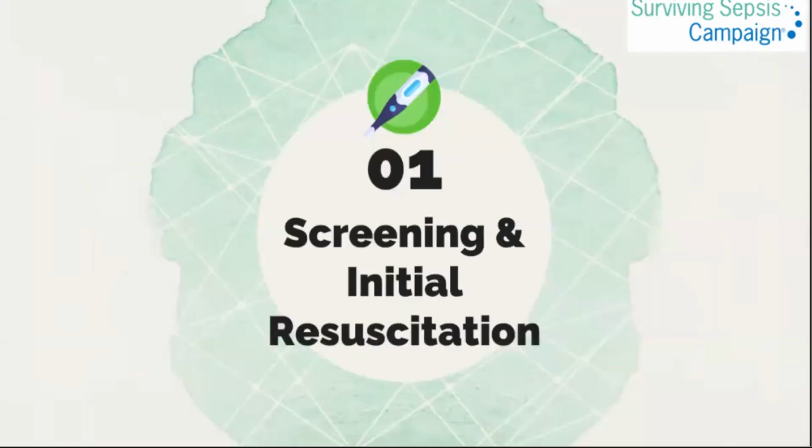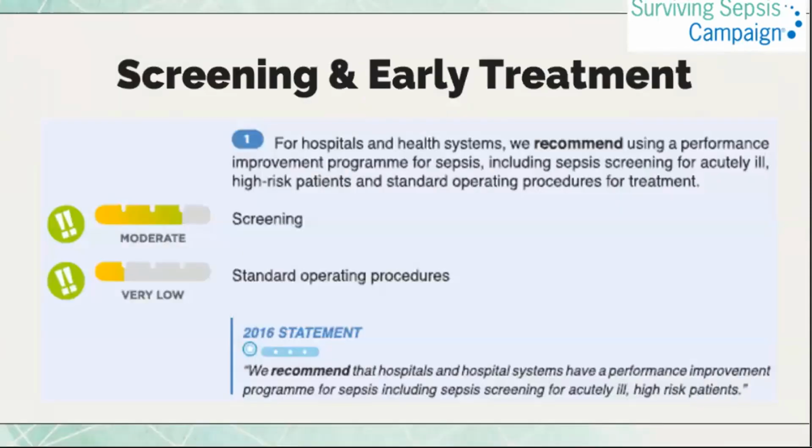So for the first subcategory, screening and initial resuscitation. Recommendation number 1, for hospitals and healthcare system, we recommend using a performance improvement program for sepsis, including sepsis screening for acutely ill, high-risk patients and standard operating procedures for treatment. It is a strong recommendation with moderate quality of evidence for screening and very low quality of evidence for standard operating procedures.